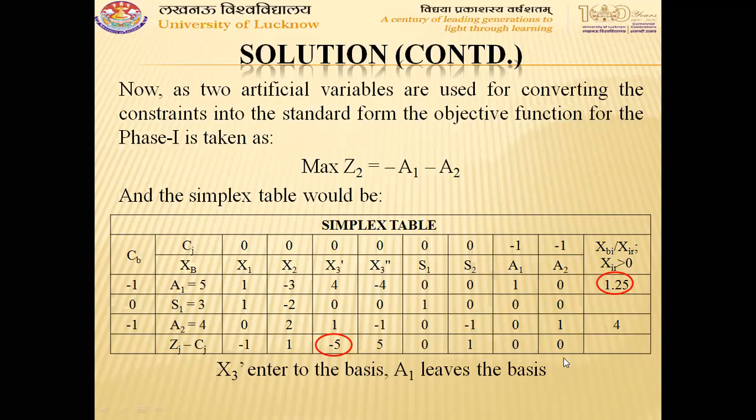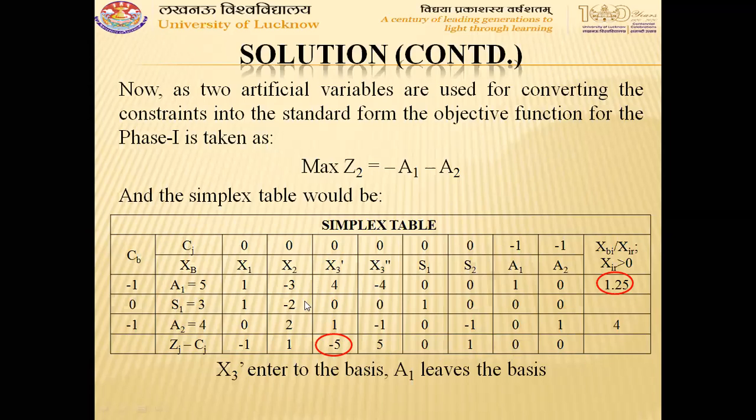That means all the net evaluations for the variables in the basis, that is a1, s1 and a2, are 0, whereas the other net evaluations are either positive or negative. Since there are negative net evaluations, minus 1 and minus 5, we select the most negative, which is minus 5. According to it, the corresponding column variable x3 dash will enter the basis.